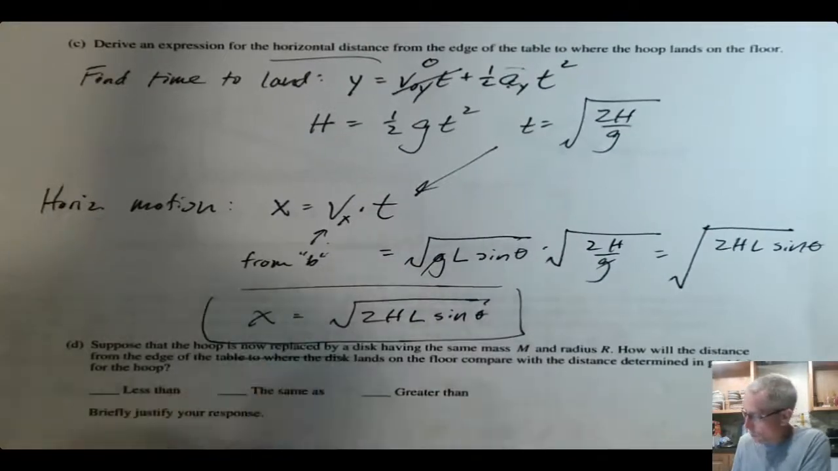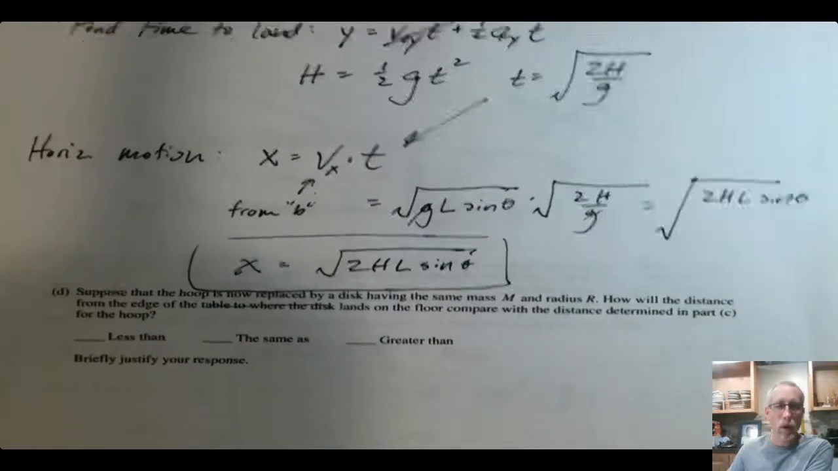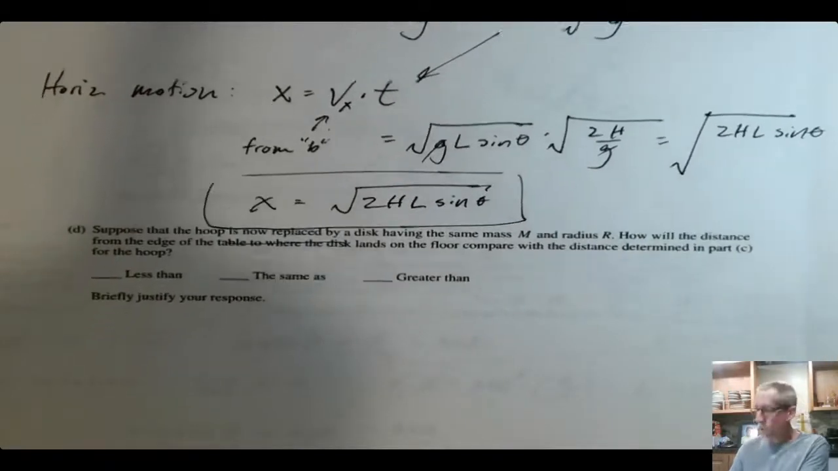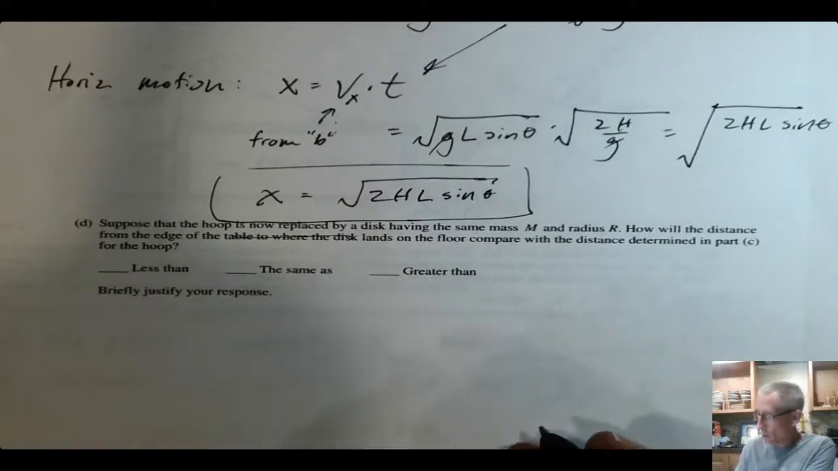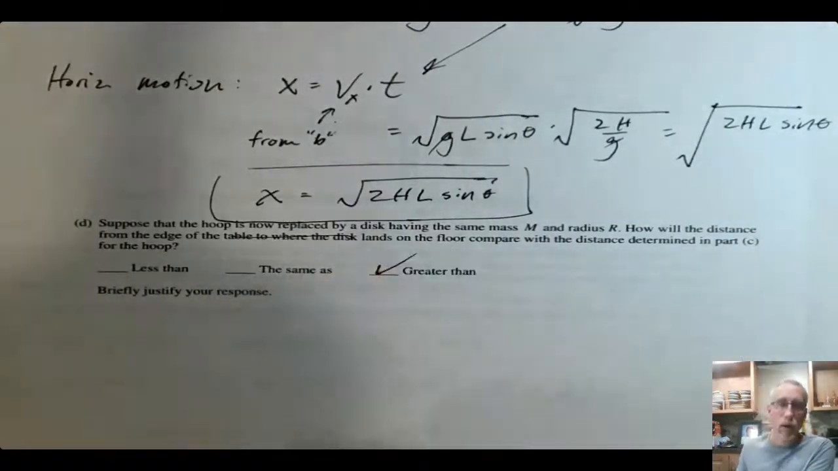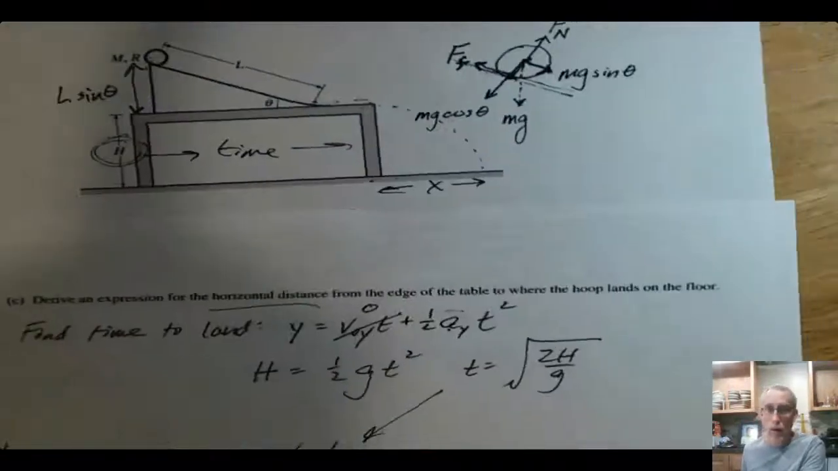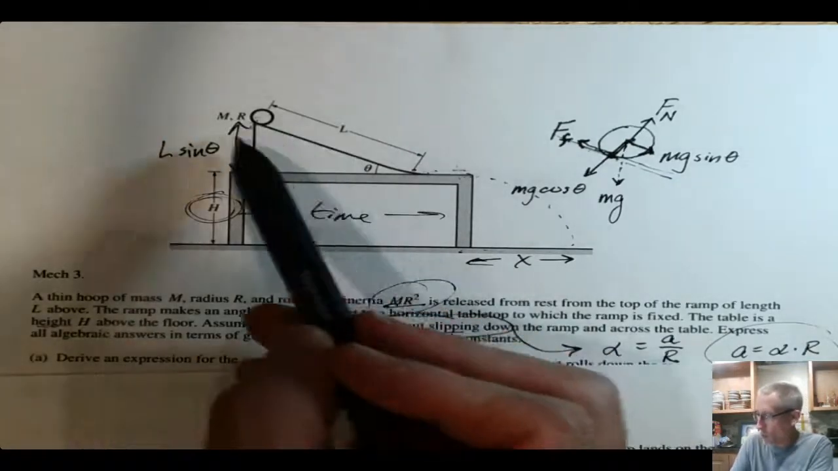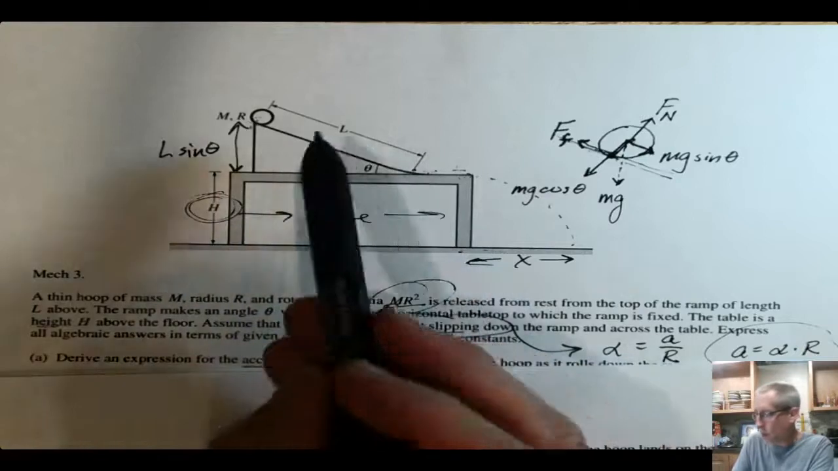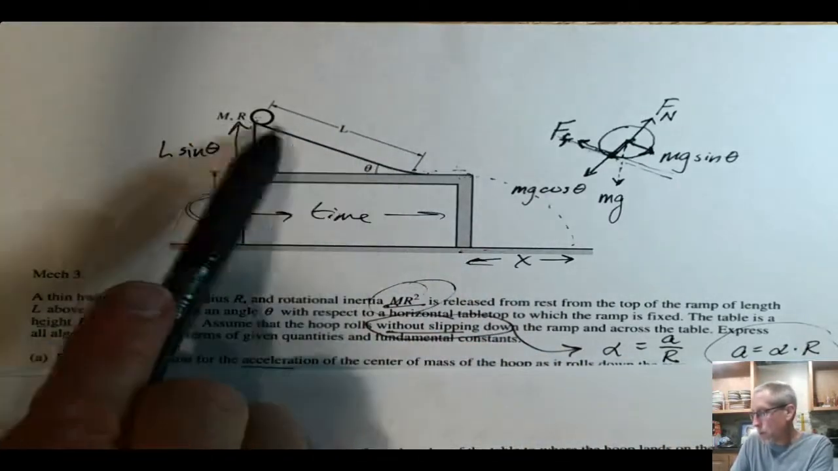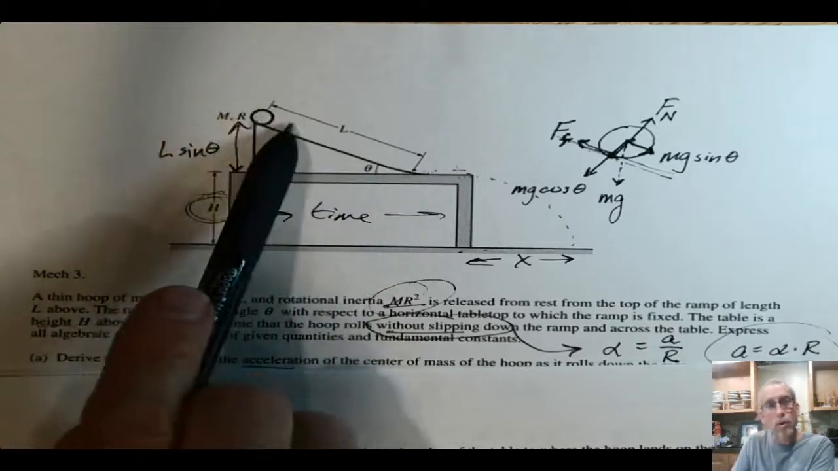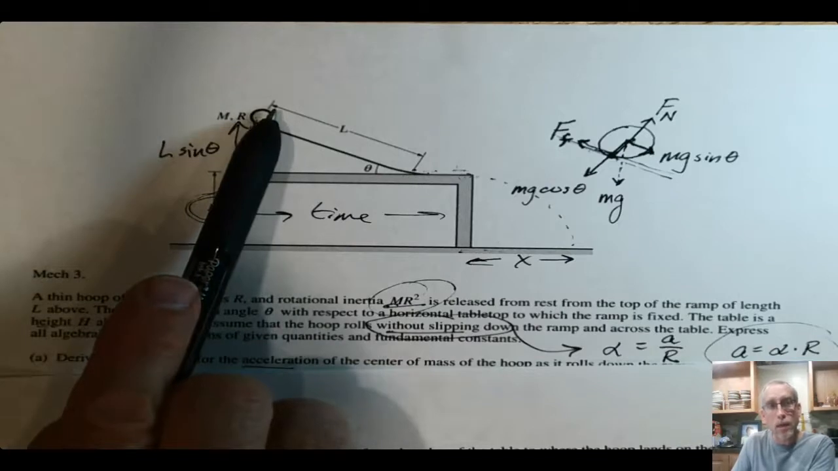Okay, if the hoop is now replaced by a disc, what's going to be different about the distance determined in part C? So there are so many ways to say this. First of all, I want you to recognize it's going to be greater, and then how do you put that into words? Again, you're not going to use equations on this particular AP test. So remember what we were doing up here. We're talking about the speed that got built up at the bottom because this thing had to roll down, and not only does it have to move down, it also has to spin. Well, if you're using a disc instead of a hoop, it's easier to spin.